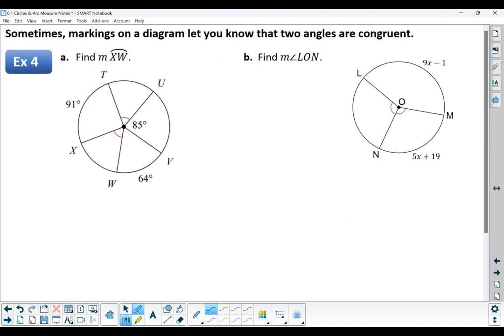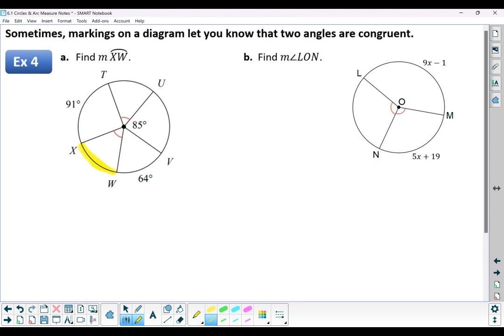Sometimes you'll have markings on a diagram that let you know two of the angles are congruent. Let's do example A first. It asks us to find the measure of arc XW. Sometimes you can't at first figure out what that arc is. Sometimes you have to do a little bit of work to get there.